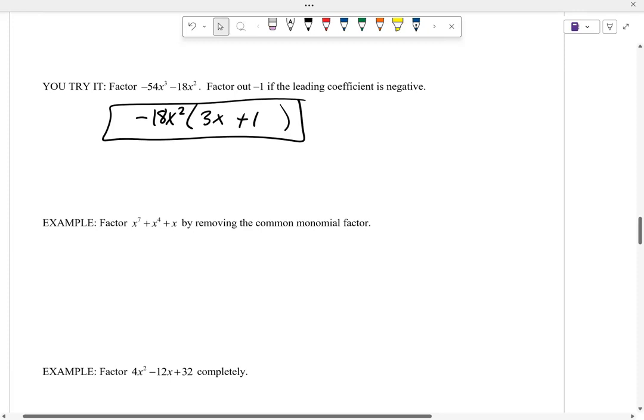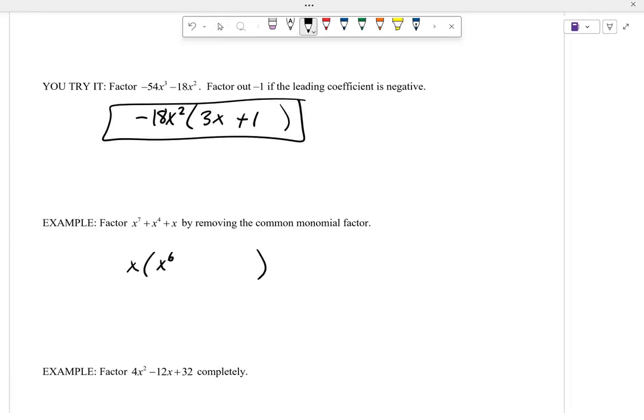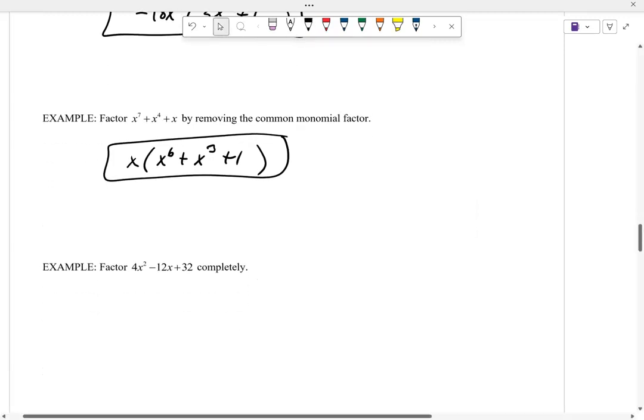All right, let's do it if we have 3 terms. X to the fourth, x to the fourth, x. They all have an x in common. So I'd be left with 6 x's, 3 x's, and a plus 1. So that's my factorization right there. X times the quantity x to the 6 plus x to the third plus 1. How about this one.